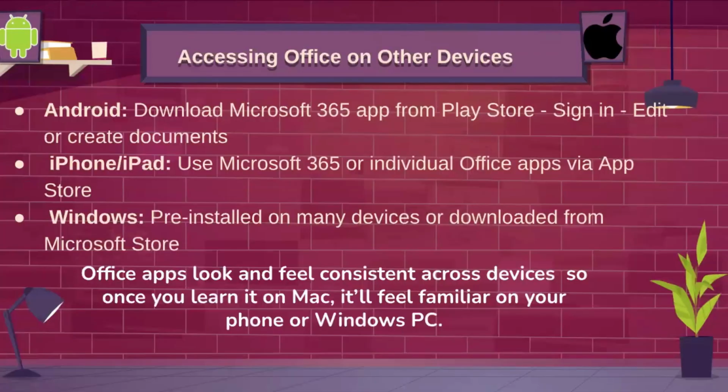Accessing Office on other devices. On Android, you're going to download Microsoft 365's app from the Play Store, sign in, and edit or create documents. On iPhone or iPad, you're going to use Microsoft 365 or individual Office apps via the App Store. On Windows, it's pre-installed on many devices or downloaded from the Microsoft Store. Office apps look and feel consistent across devices, so once you learn it on Mac, it'll feel familiar on your phone or Windows PC.